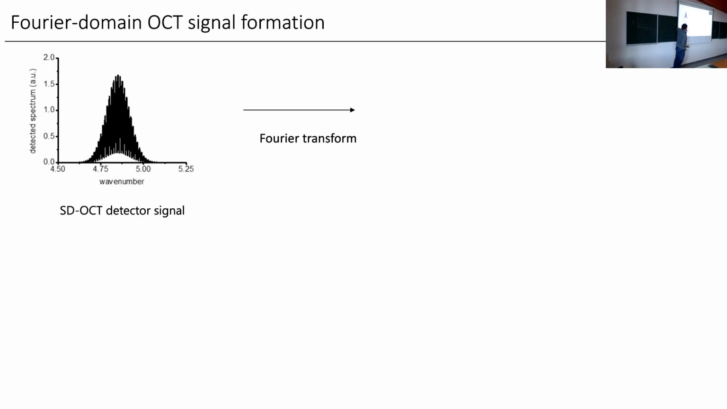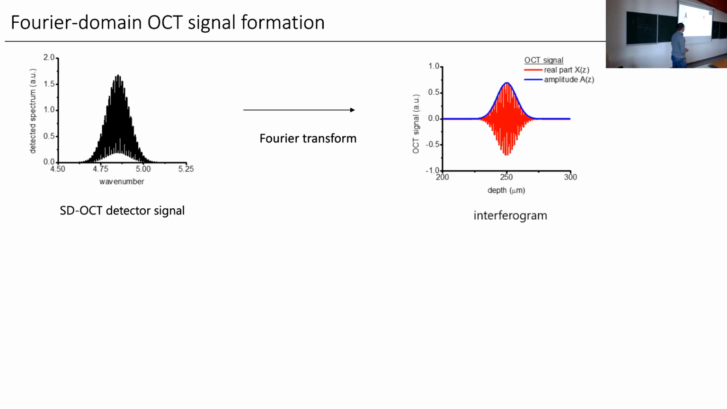The raw measurement now looks like this. This is the output of the spectrometer. On this axis we have wave number, wavelength, and the signal is a cosine-modulated form of the source spectrum. So the source spectrum looks like a Gaussian, but there is a cosine modulation on top of that. If I take the Fourier transform of this, I get my interference.